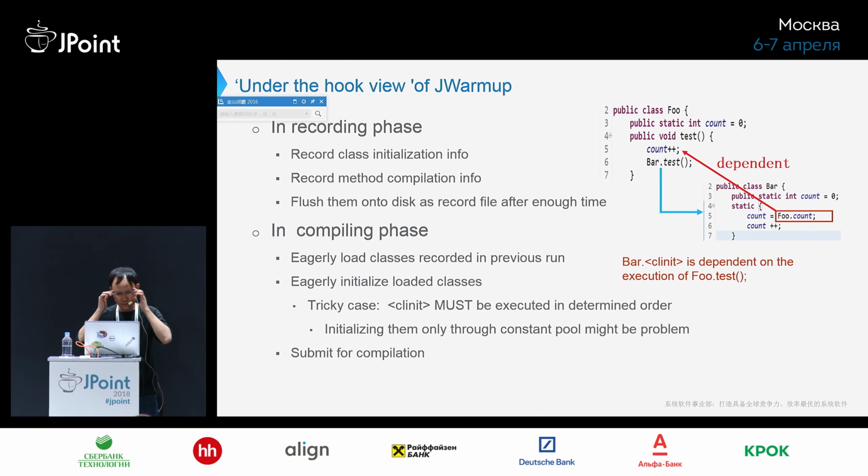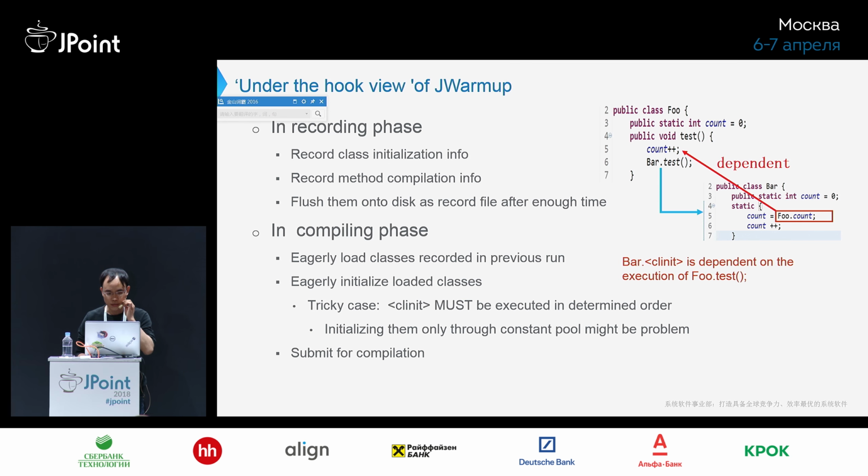Let's see the details. Which kind of information is recorded in the first step? We need to record which classes have been initialized and which methods have been compiled. Then we flush all of them to disk as a log file. In step 2, we load the classes eagerly and then initialize them eagerly. After that, we are ready to submit everything to the compiler to compile.